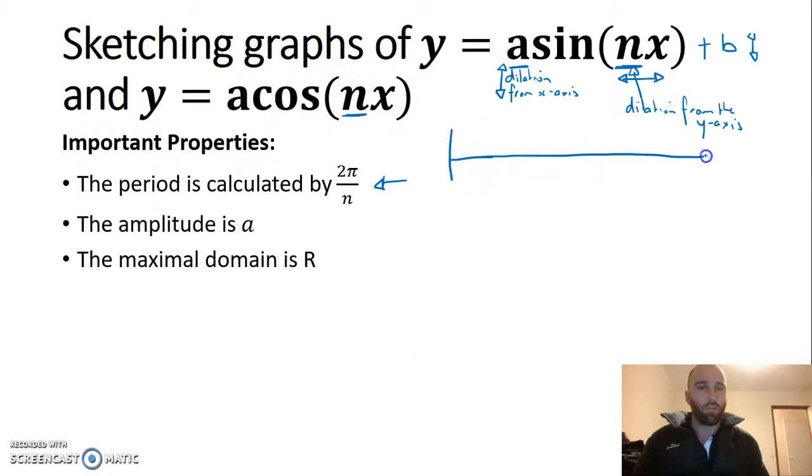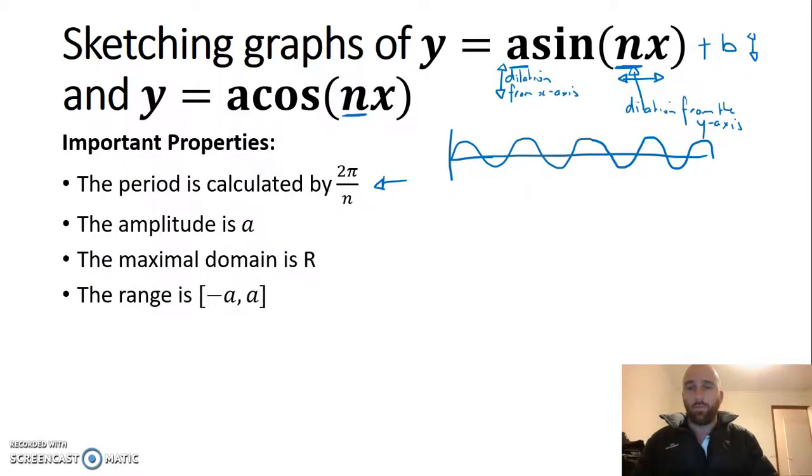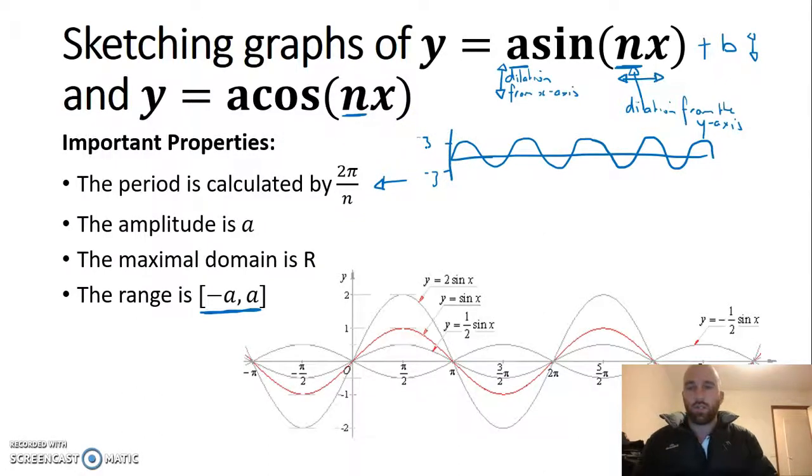So as I draw across here, our sine graph could be up, down, up, down, forever. So it's never actually going to end unless we change the domain. And the range is negative A to A, so it helps us nice and easy. If our A in this case is 3, the range would be from negative 3 to positive 3. So that'll be our range.